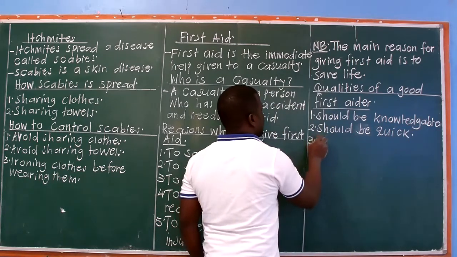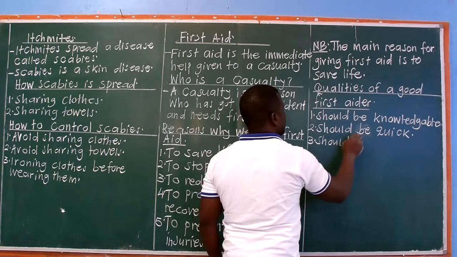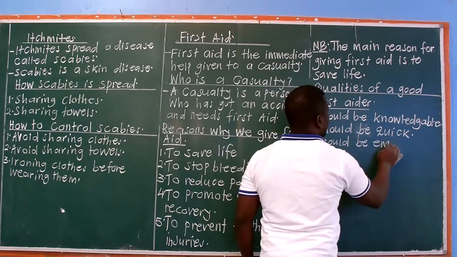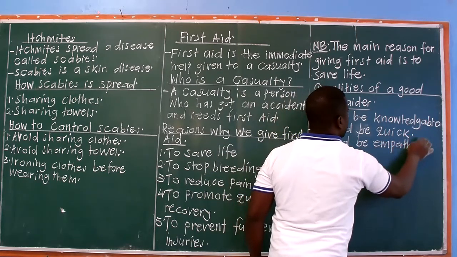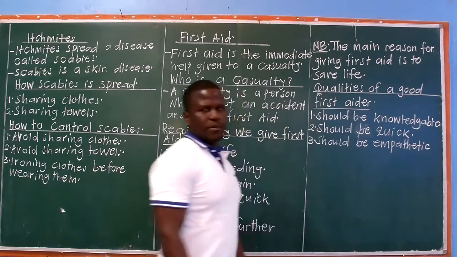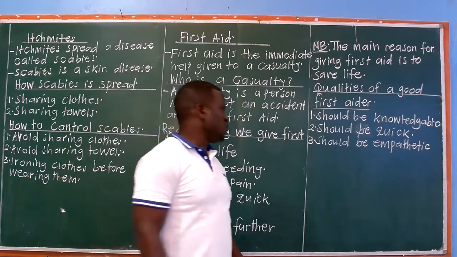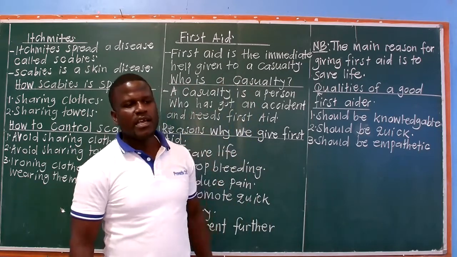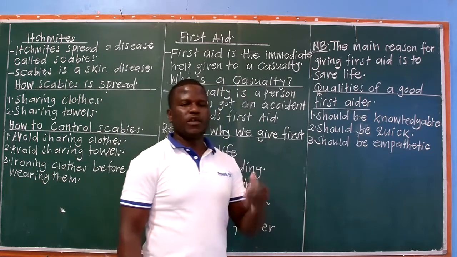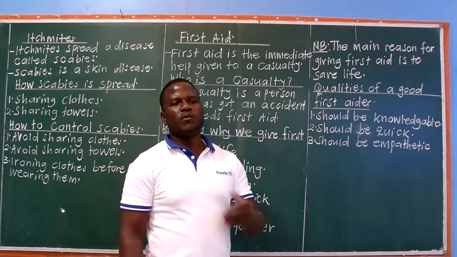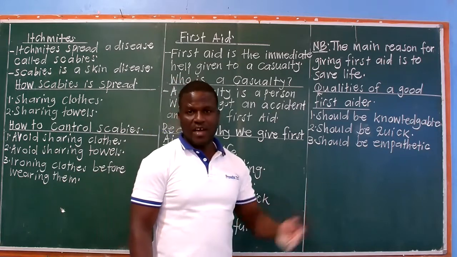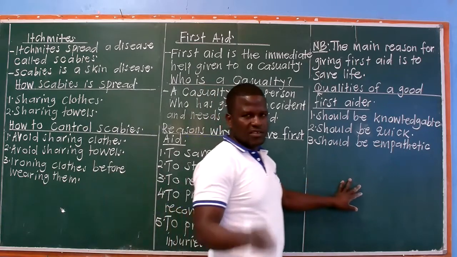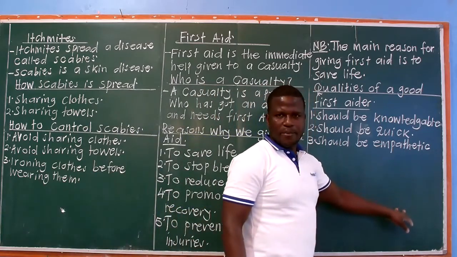Number three, a good first aider should be empathetic. Being empathetic simply means you put yourself in the shoes of that person who has got an accident. Try to imagine if you are the one who would have got an accident. How do you wish other people to help you? The way you wish other people to have helped you is the way you should feel for others. That feeling for others is what you call empathetic. Not sympathetic, but being empathetic.